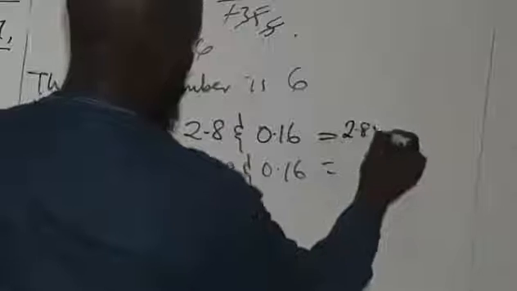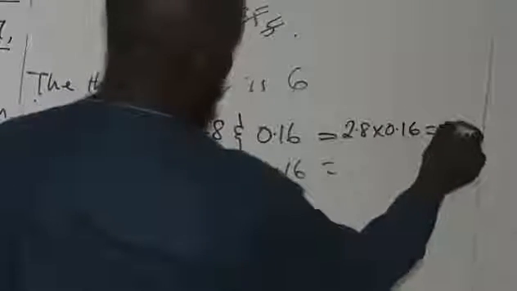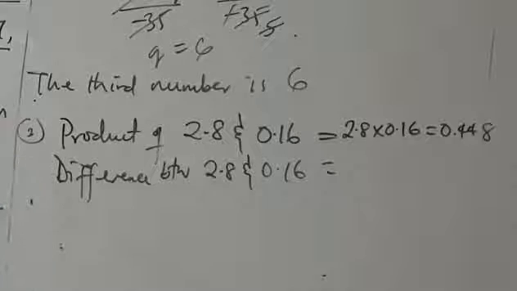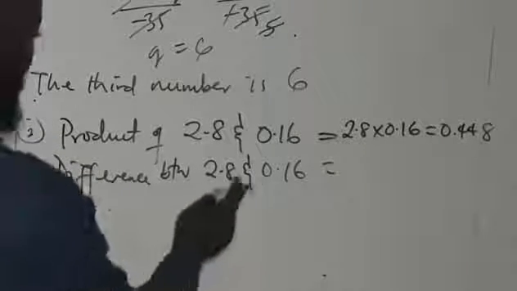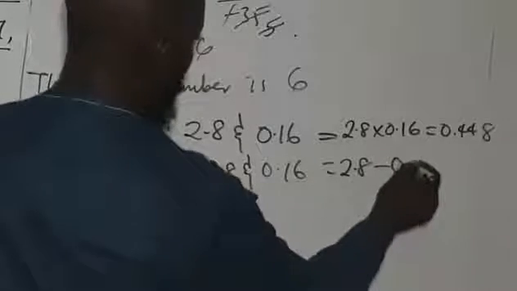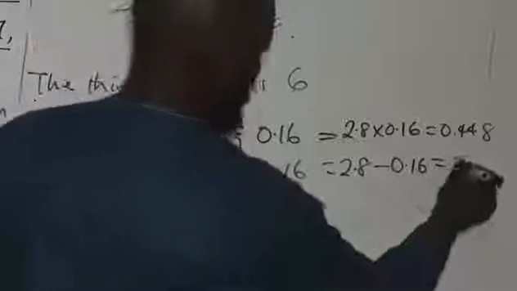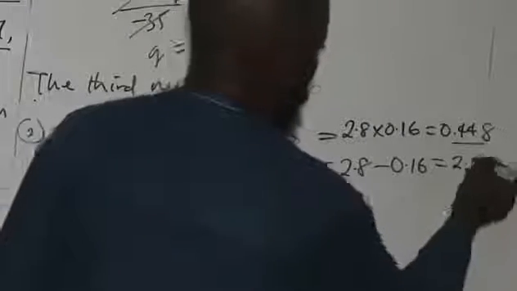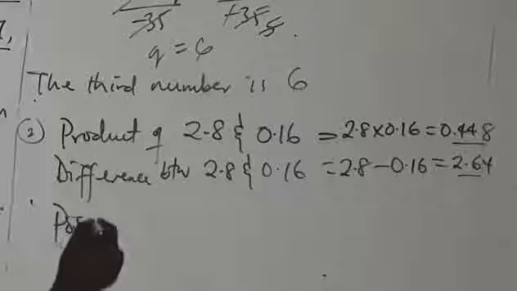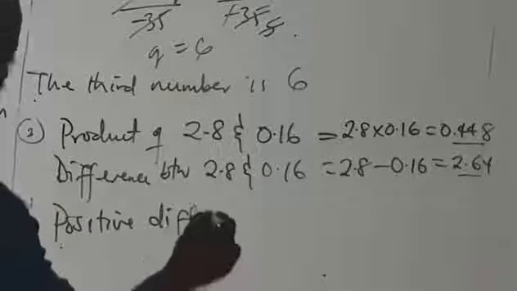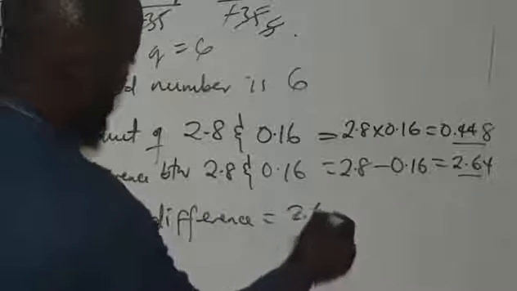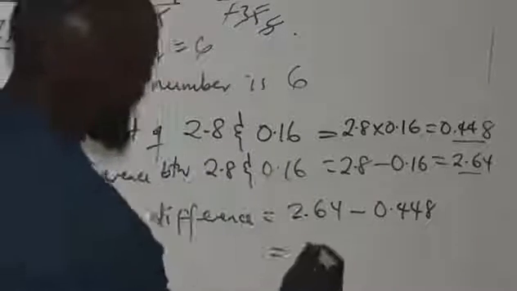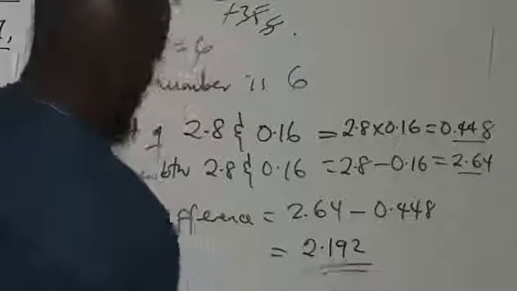2.8 times 0.16, and this was 0.448. Then this one, the difference, that is, you subtract 0.16 from 2.8. By the time you subtract, it's going to have 2.64. So, positive difference between these two. So, which one is bigger? This is bigger than this. So, positive difference now between the two will then be 2.64 minus 0.448. So, that will give us 2.192. So, that gives us our answer.